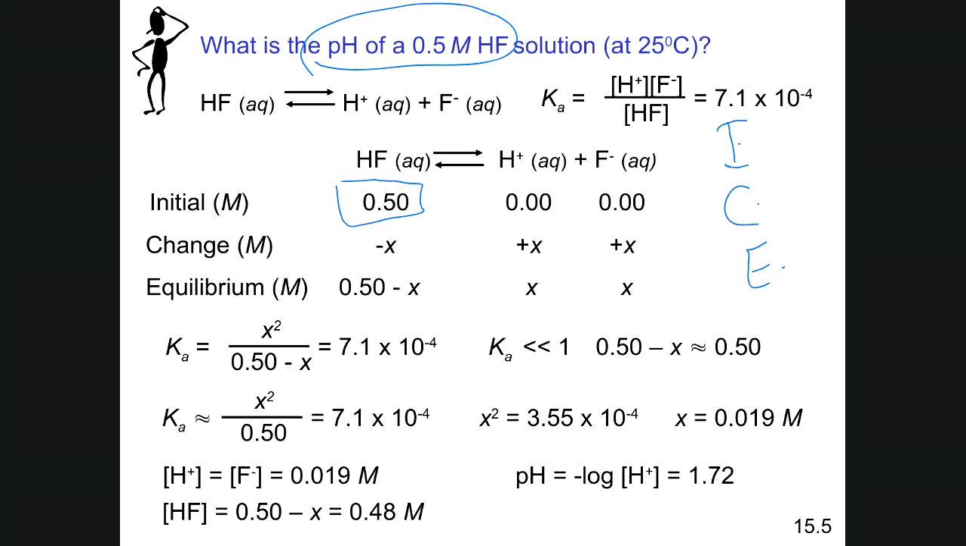So we have a negative X because this is the reactant. Then if X of these dissociate, X of H plus and X of F minus are going to be produced. These are going to produce an increase in concentration. That's why we have a plus X for them. At equilibrium, the X value would be deducted from the initial value for HF. So we have 0.5 minus X.